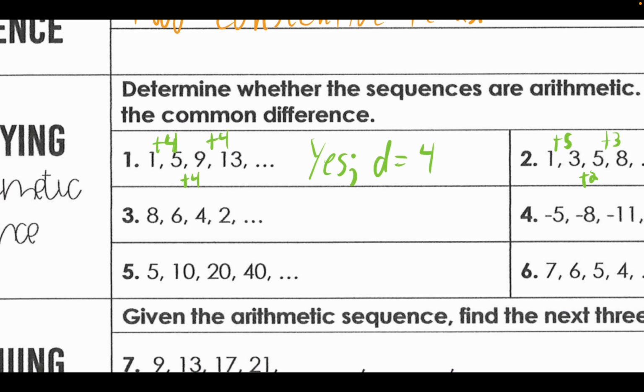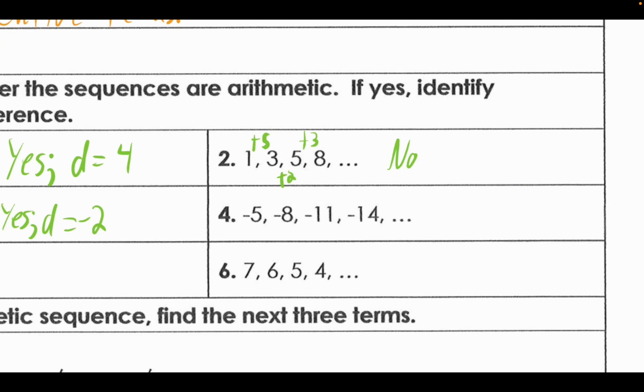Number 3 here, from 8 to 6 we subtract 2, from 6 to 4 we subtract 2, and from 4 to 2 we subtract 2. So yes, this is an arithmetic sequence, and the difference here is negative 2 because they're subtracting 2 every time. Number 4 here, from negative 5 to negative 8 we're subtracting 3. Negative 8 to negative 11, we're subtracting 3 again, and between these last two numbers, we also subtract 3. So yes, this is an arithmetic sequence, and it has a D, or common difference, of negative 3.